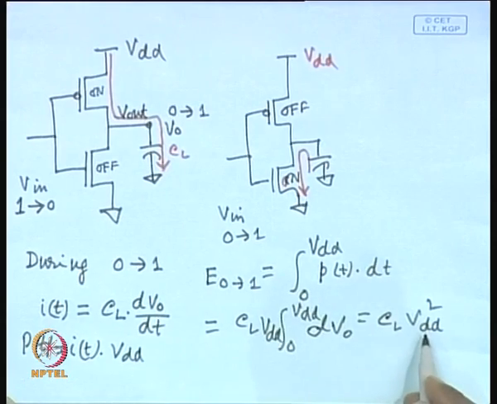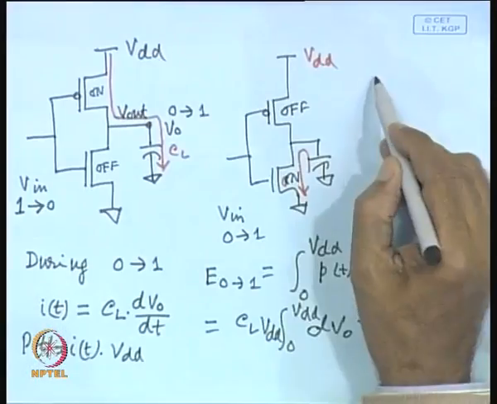So, CL VDD square is the energy that will be drawn from this power source. Now, you may be asking, for different types of charging current, will this expression be the same? In other words, suppose you charge using a constant current source, will it be the same as when we do it through a resistor, as we have done in this case?